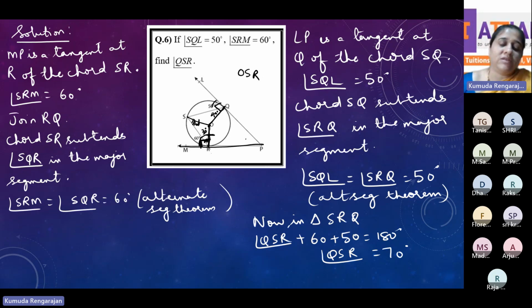Same thing here. In the other triangle OQS, OQ is equal to OS, radius of the same circle. So it is an isosceles triangle, and base angles are equal. If this is 40 degrees, this is also 40 degrees. So the whole angle is equal to 30 plus 40, 70 degrees.